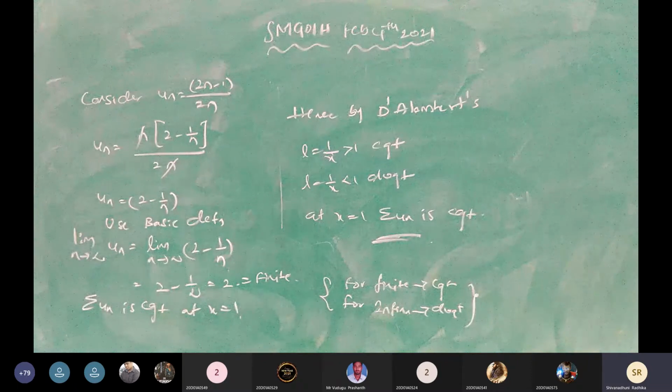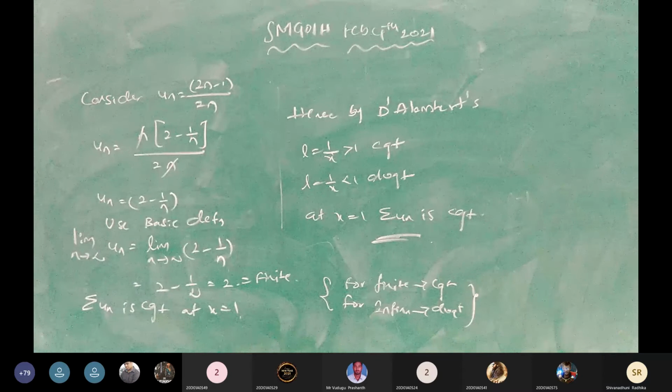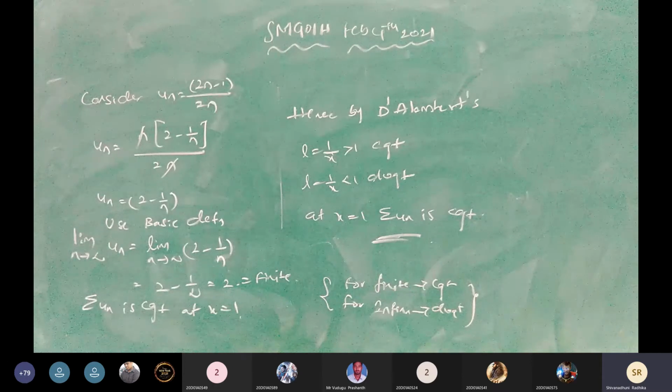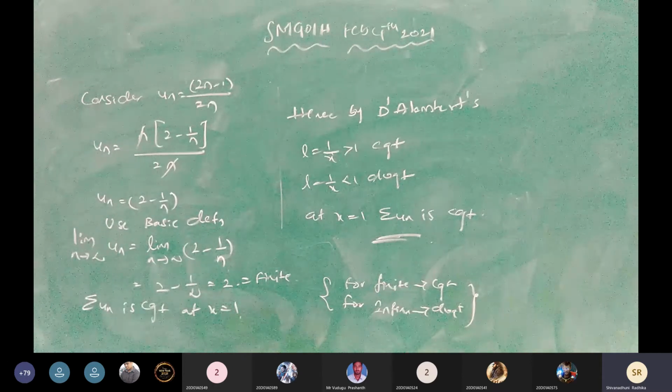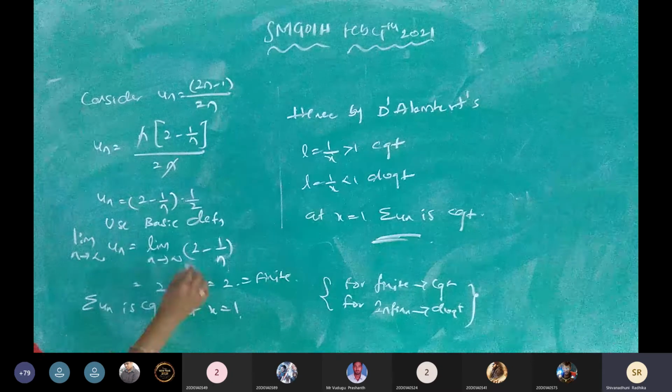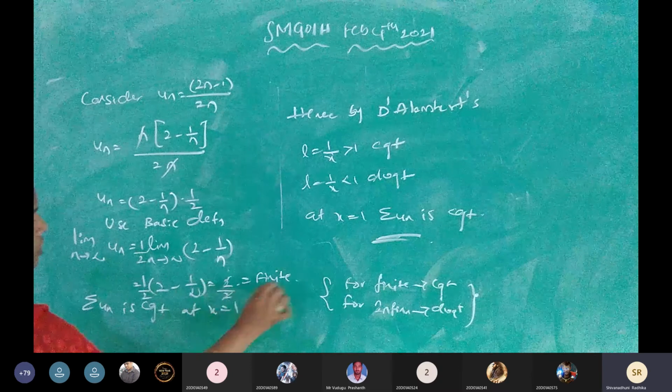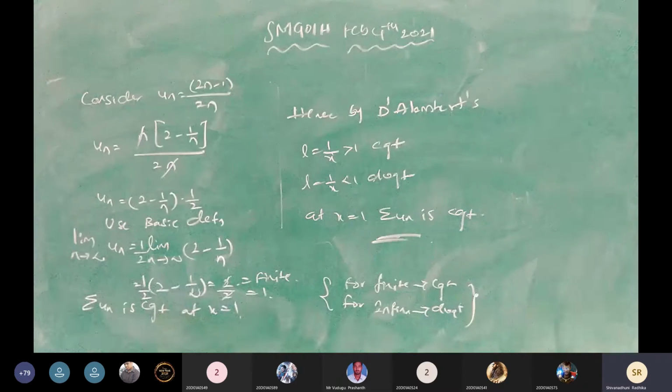Yes, ma'am. Last problem in D'Alembert's. Ma'am, first step by 2. 1 by 2 is taken outside. 1 by 2 into 2 gets cancelled. So that is also 1, a finite value. Okay.